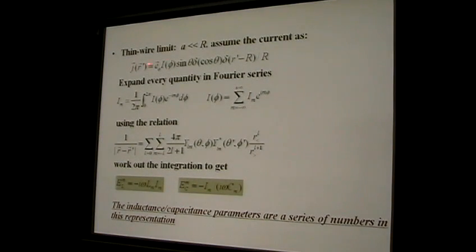In the same limit, you can assume the current like this. This is basically a delta function, and then you can expand every quantity into a Fourier series, which is a function of phi, where phi is the angle. After some very complicated mathematics, you can end up with this equation. With this equation, you can see that the inductance and capacitance are not just for one mode, but for all the modes. That's why we said that in the previous theory, they only consider the dominant mode, only some of the inductance and capacitance modes.